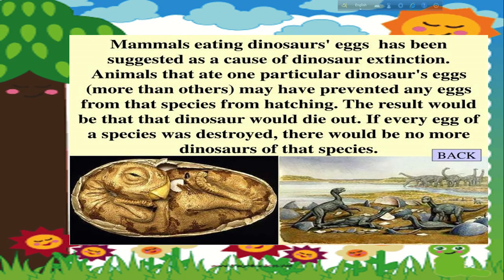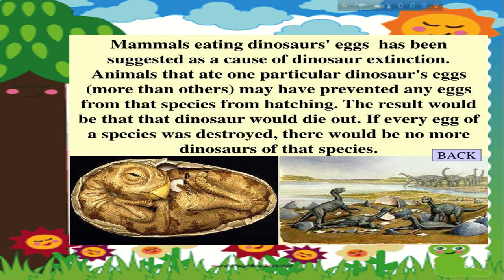Mammals eating dinosaurs' eggs has been suggested as a cause of dinosaur extinction. Animals that ate one particular dinosaur's eggs may have prevented any eggs from that species from hatching. The result would be that the dinosaur would die out. If every egg of a species was destroyed, there would be no more dinosaurs of that species.